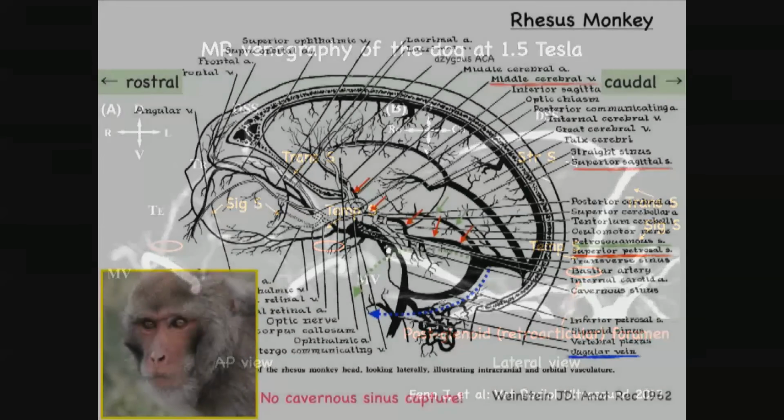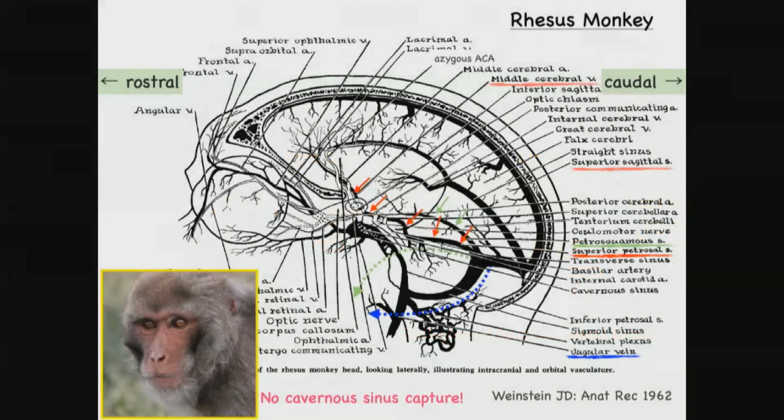How about the monkey? This is a monkey, and also the cavernous sinus has no communication with the MCV, the Sylvian veins, and the red arrows show this MCV connected to the superior petrosal sinus. And then they also have 2 ways of drainage: the petrosquamous sinus in green, and also the internal jugular vein, shown in blue lines.